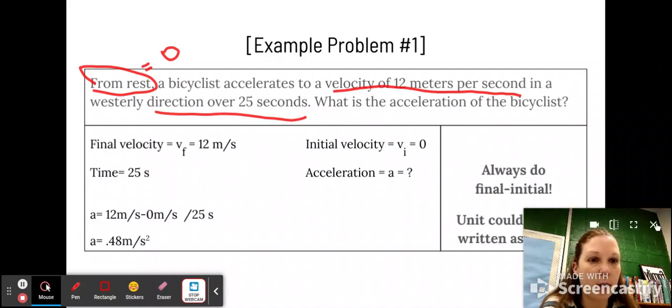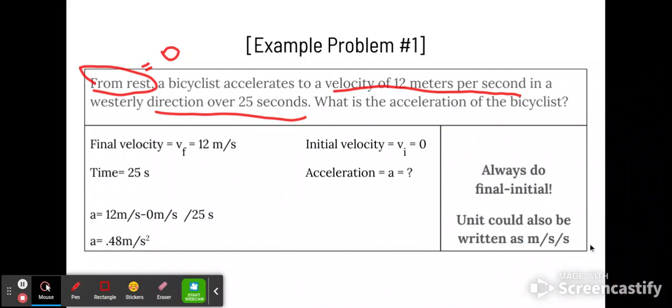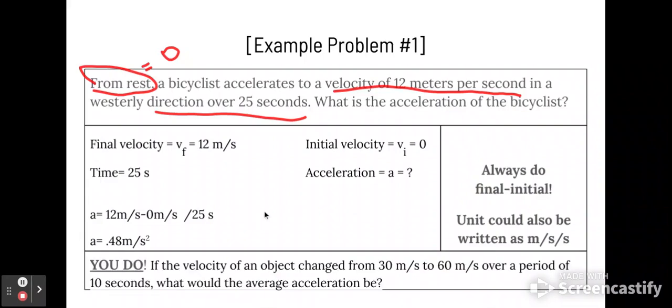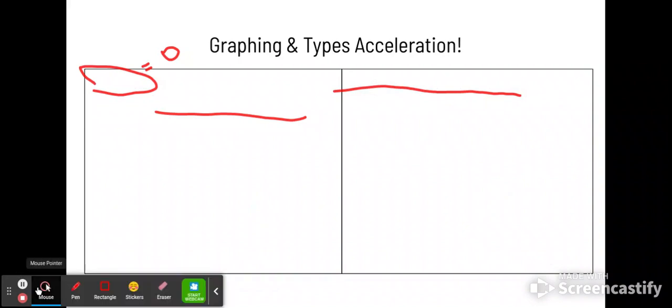It could be written as meters per second per second. So go ahead very quickly and try this example. Pause the video and try it, and we can go over it in class together if we need to.